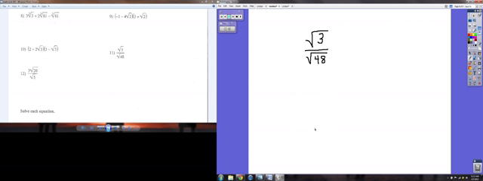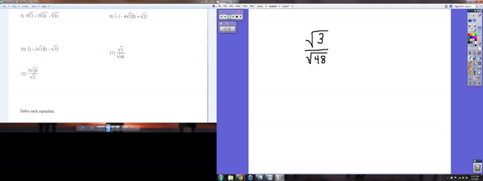Okay, we have one more, or actually two more on here. Radical 3 divided by radical 48. So this is one where you're dividing, and I don't know if you've learned to rationalize the denominator, but that's essentially what you're going to do here.